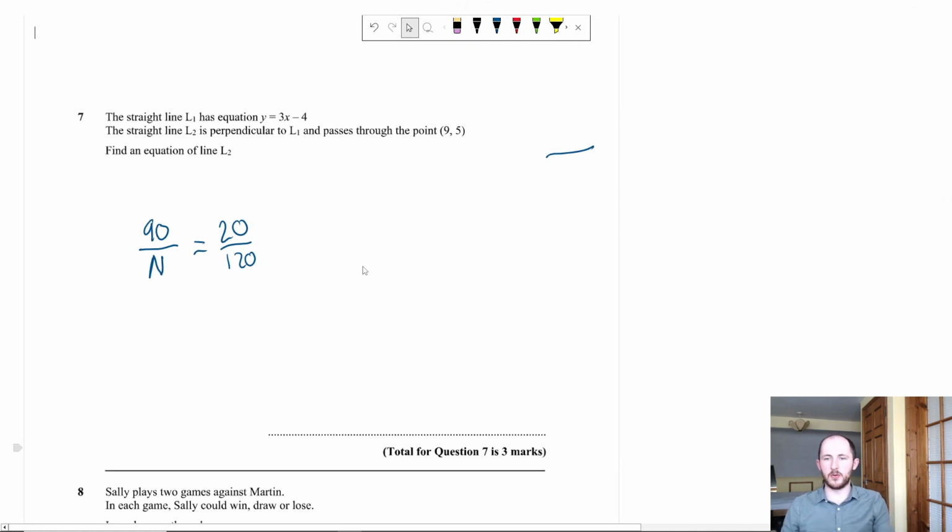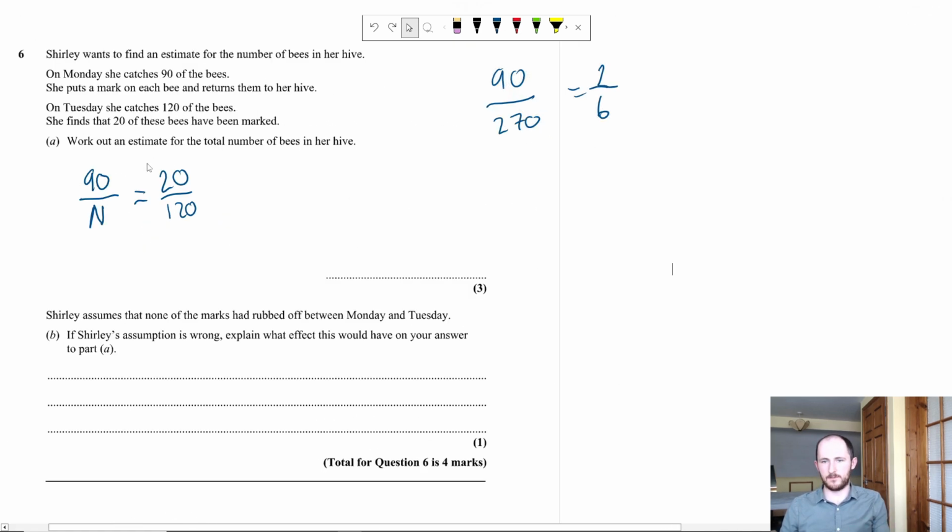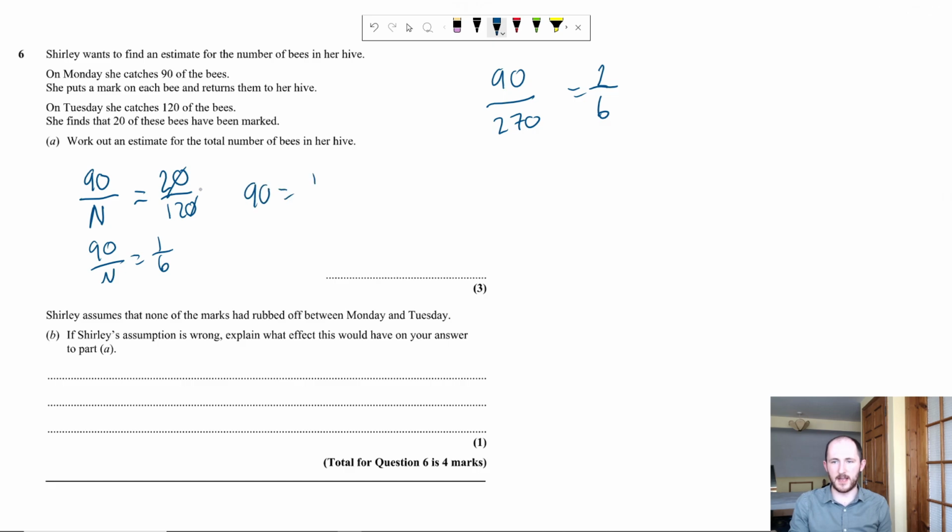And then from there, all you're doing is just rearranging, right? So times both sides by n. I mean, you can do it whichever way you want, but that would be 90 over n equals, cross out the 2's, that'd be 1 over 6. So I'm going to move the n up by timesing both sides by n, which gives me 90 equals a sixth of n. Times both sides by 6. I get 90 times 6, so 9 times 6 would give me 54, so it'd be 540 for n.